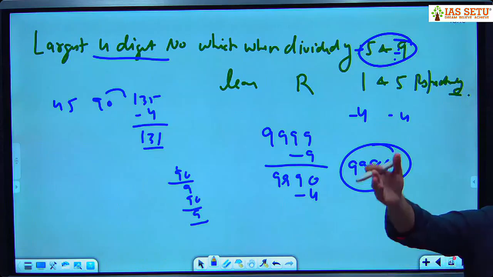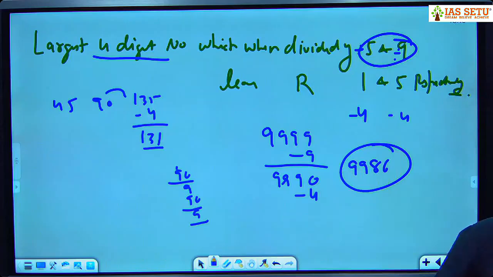वो मेरी टेबल पे एक बुक रखी है CSAT प्रीवियस ईयर क्वेश्चन की, वो लेके आना. दया को बोलना.